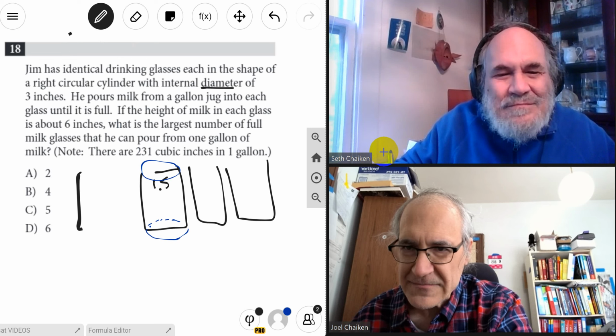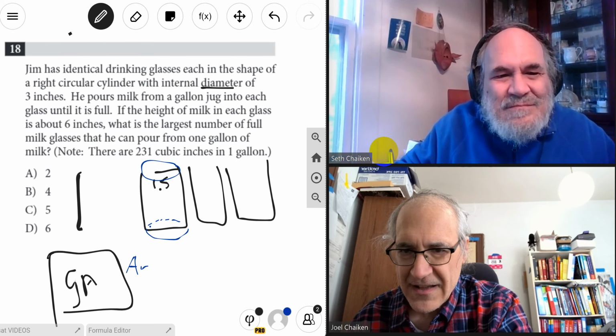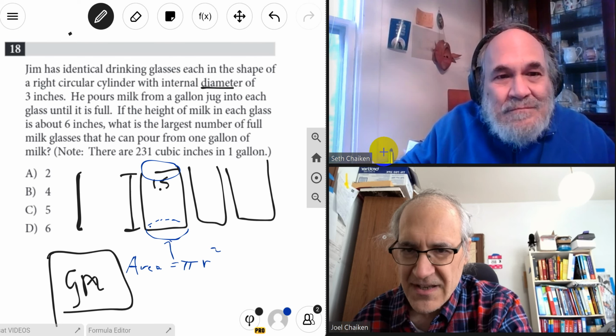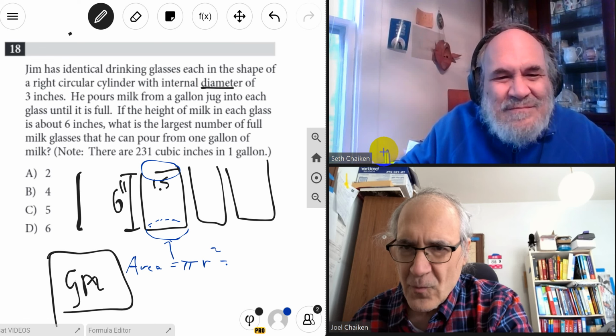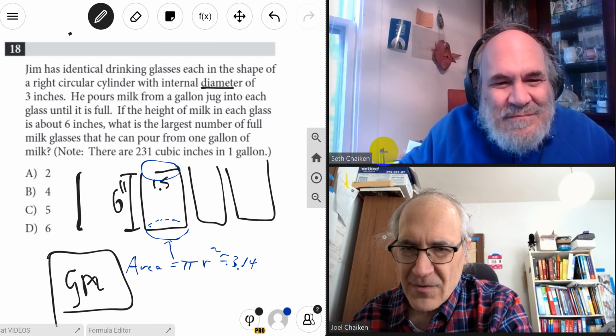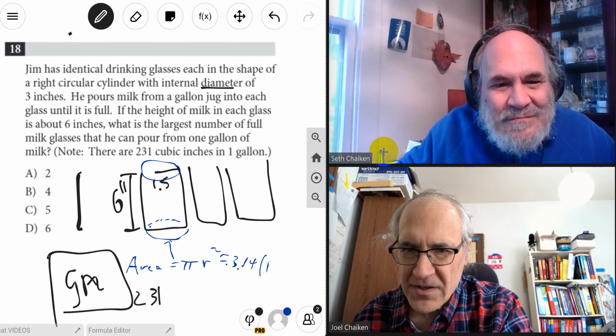Radius is 1.5. He pours milk from a gallon jug into each glass until it's full. If the height of the milk in each glass is about 6 inches, what is the largest number of full milk glasses that he could pour from 1 gallon of milk? Look at this. There are 231 cubic inches in 1 gallon.